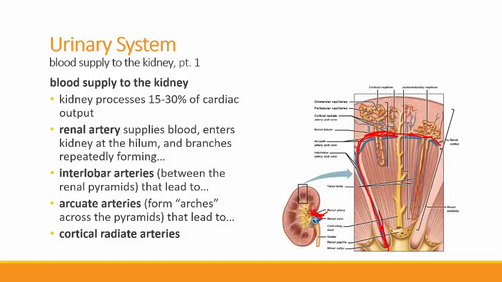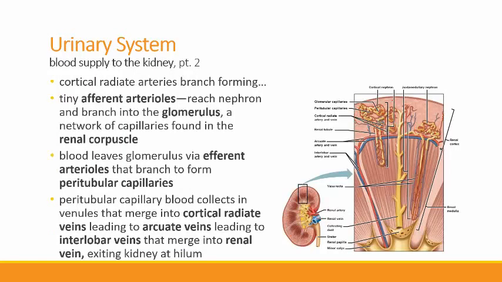And then that leads to little offshoots that radiate away from the arcuate arteries, and those are referred to as the cortical radiate arteries, because they are in the cortex and they radiate away from the arcuate arteries. Now, we are not quite ready to look at a nephron, but you've got to work with me a little bit because we're trying to get blood supply to the nephron. Those cortical radiate arteries will branch, forming tiny little afferent arterioles.